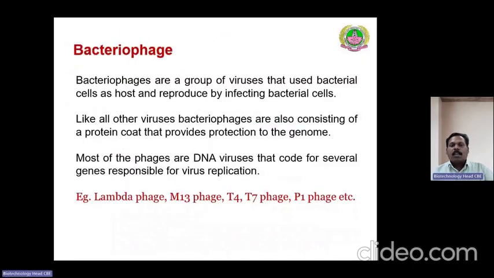So bacteriophages are a group of viruses that use bacterial cells as a host, and they reproduce by infecting these bacterial cells. Like all other viruses, the bacteriophage are capable of producing a protein coat that will protect the genome of the viruses. Most of the phages are DNA viruses, and they code for several genes which are responsible for viral replication. Some of the examples of bacteriophages that are deployed for cloning purposes include the lambda-phages, M13 filamentous phages, T4, T7 phages, and P1 phages. But we'll be discussing more about a specific phage, that's lambda-phage, that's deployed for genetic transformation.